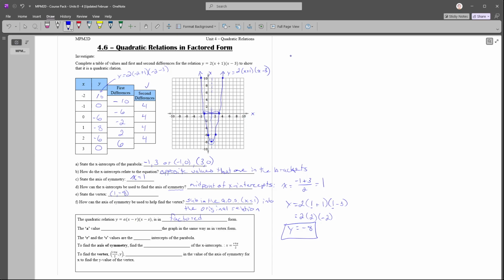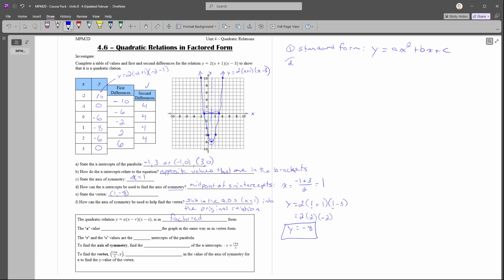We have 3 different types of quadratic relation equations now. The first type is our standard form. What does our standard form look like? It looks like this: y = ax² + bx + c. If you multiplied and expanded your equation here, you would end up with your standard form. So just by expanding factored form, you're going to end up at standard form.